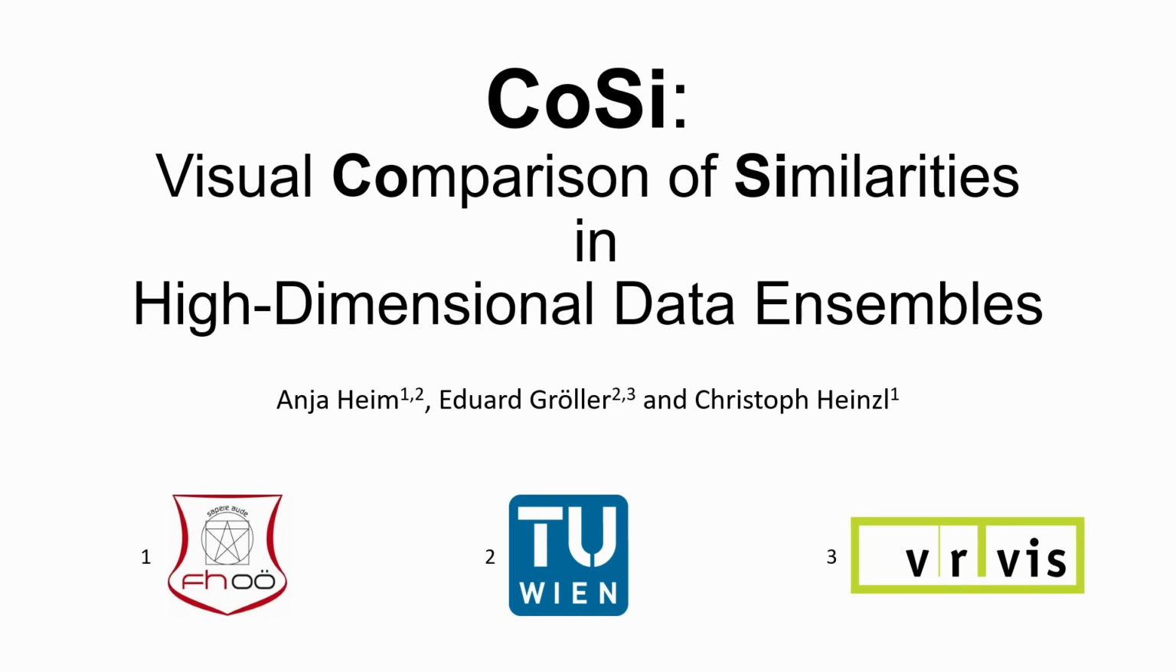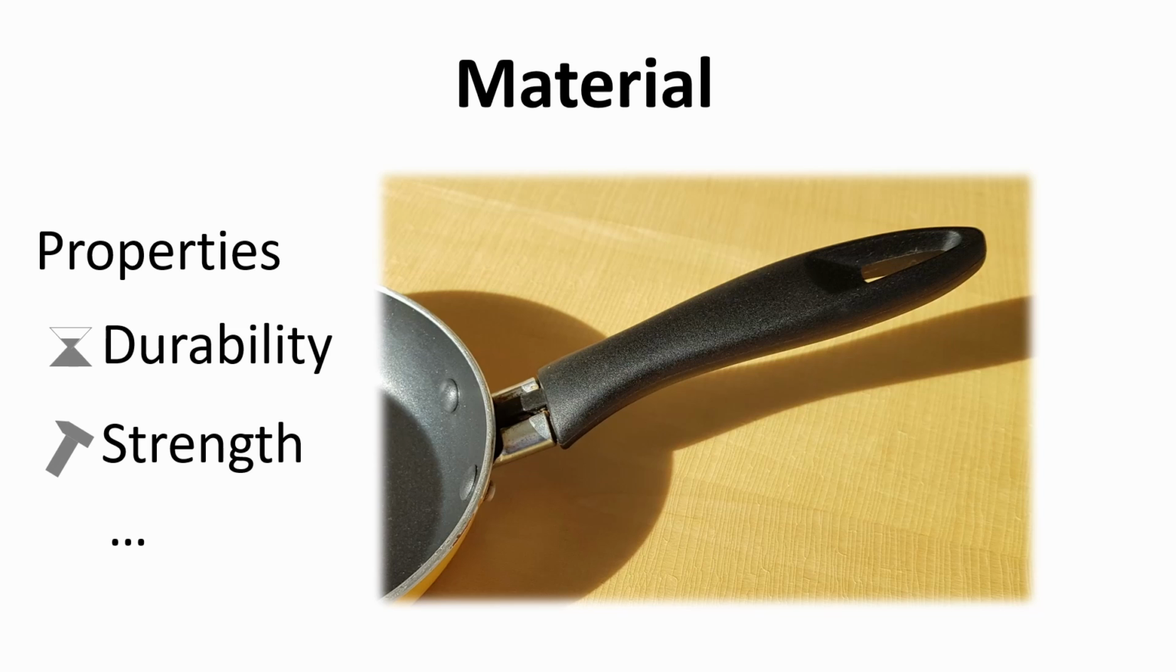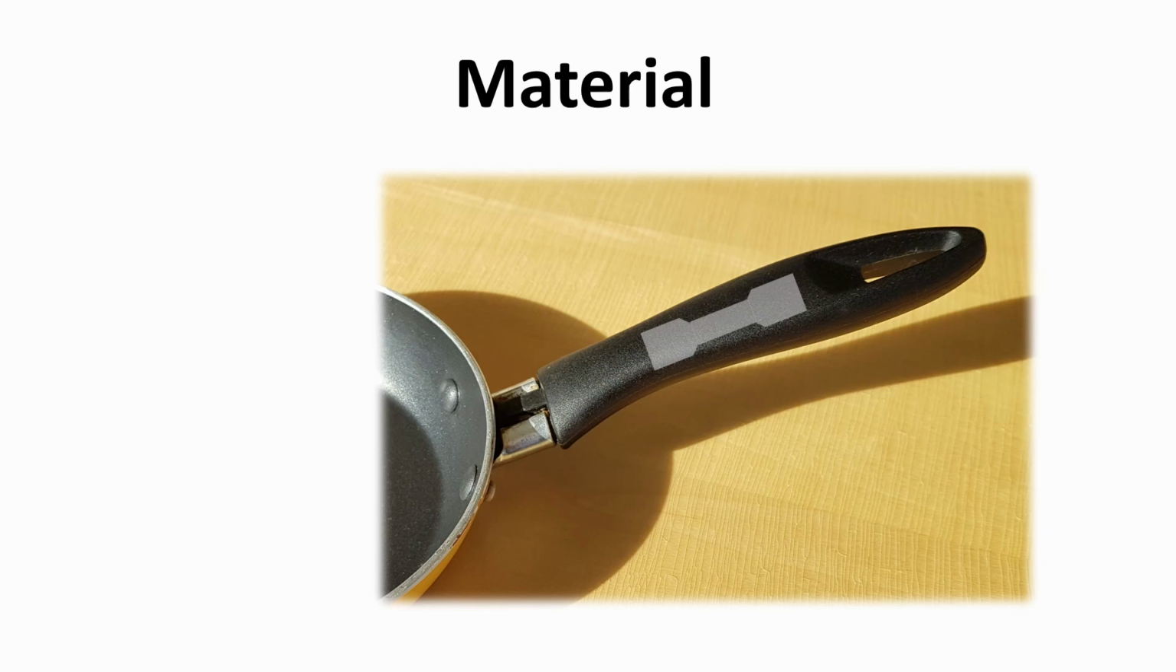We present CoSi, a framework for visually comparing similarities in high-dimensional data ensembles. The design and evolution of materials is not only important in safety-critical industries such as aircraft and automotive. Materials in everyday products, for example the handle of this pen, have to meet certain properties like heat resistance and durability. To determine the properties of a material, specimens have to be analyzed through X-ray computed tomography.